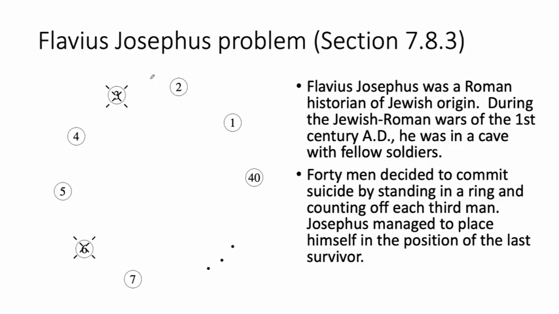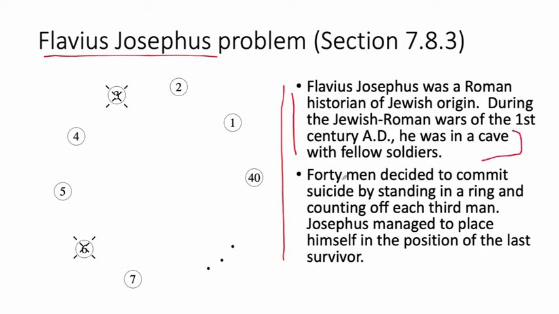And I compare them using a very famous problem called the Flavius Josephus problem. There's a really nice story attached to this problem. Flavius Josephus was a historian. He was a Jewish historian, but a very smart Jewish historian. He managed to become a Roman citizen. In the 1st century AD, there were wars in the Palestine area, the Jewish-Roman wars, and of course Rome was this incredible superpower. So Rome was winning, he was losing, and he was in a cave with fellow soldiers.